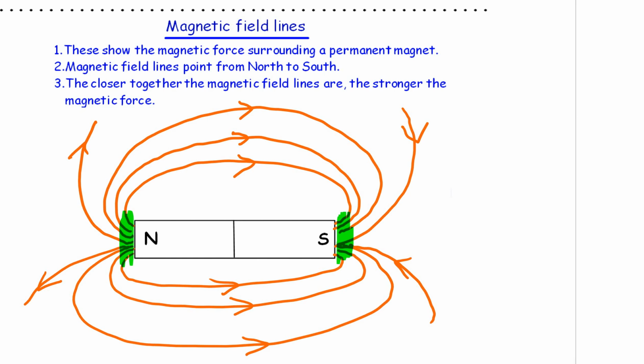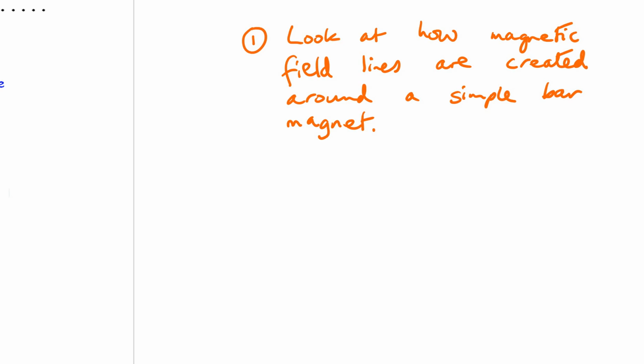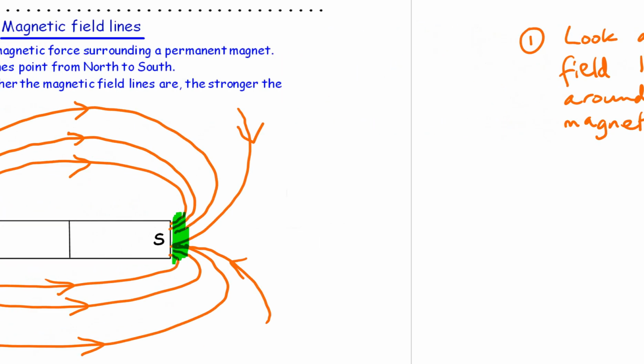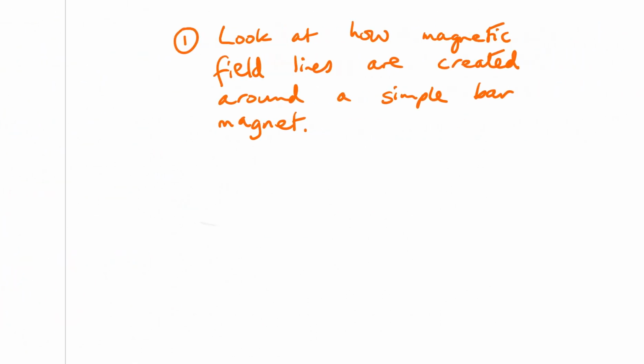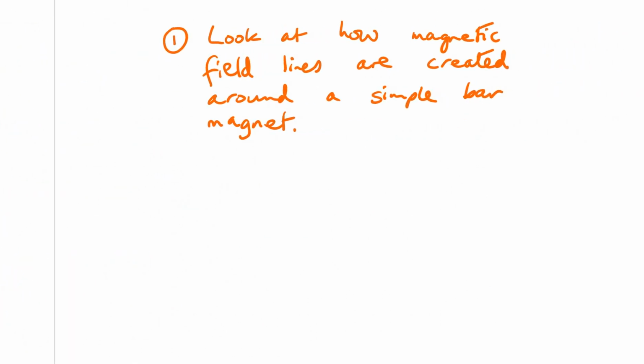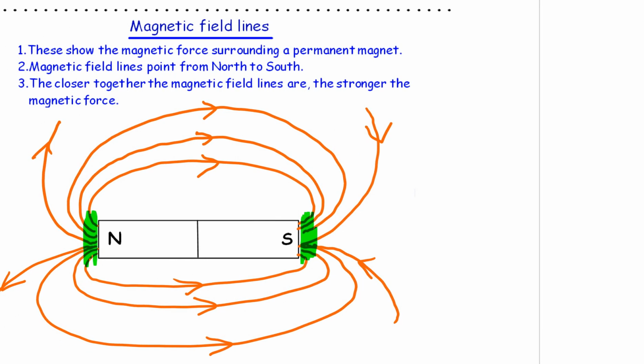So let's just go through this again. What do I want you to do? Look at how magnetic field lines are created around a simple bar magnet, and how you can show them visibly, because you can't actually see these lines. But you can use iron filings or a compass to plot those magnetic field lines. So that's number one, nice and simple.